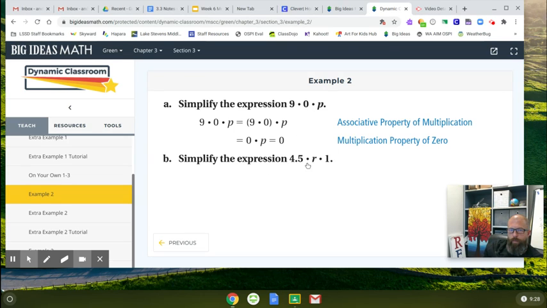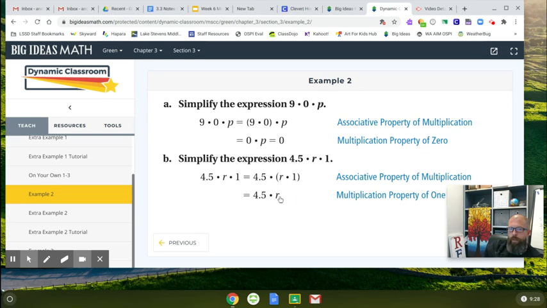All right, simplify the expression 4.5 times r times 1. Associative property, again, that just means you can put parentheses wherever you want. And what do we know when we multiply something times 1? Yeah, it turns into just itself. So this would be just r, wouldn't it? 4.5 times r, because 1 times r is r. Multiplication property of 1 says it's itself. And you end up with 4.5r to simplify this expression.